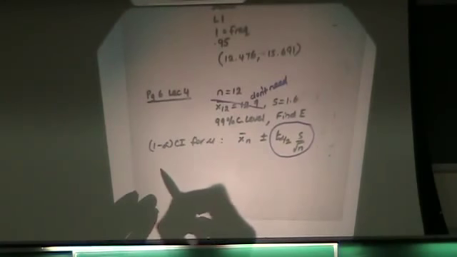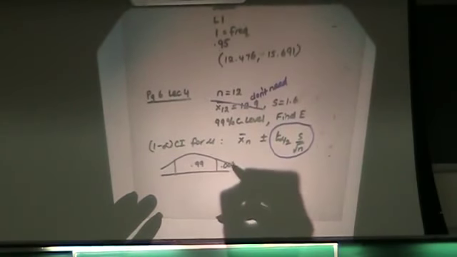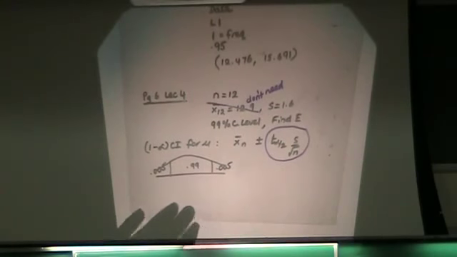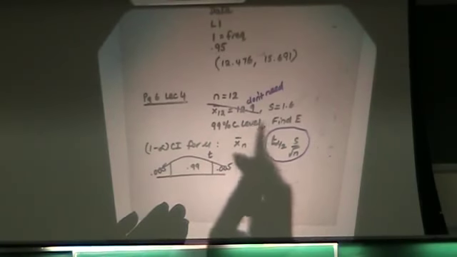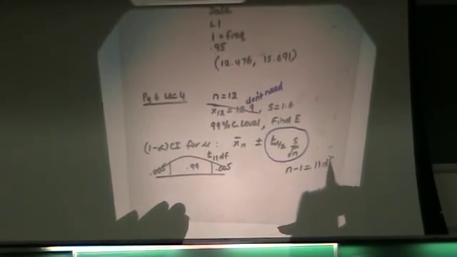So let's go to 99 in the middle. That means 0.005 and 0.005. It's t with how many degrees of freedom? n minus 1, which is 11 degrees of freedom. So can you get me the critical value? This is called the critical value. Go to 11 degrees of freedom and get me the 0.005 column, please.